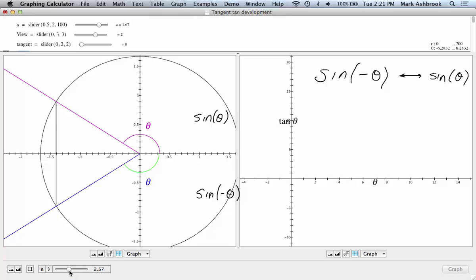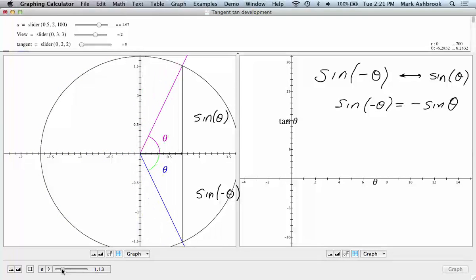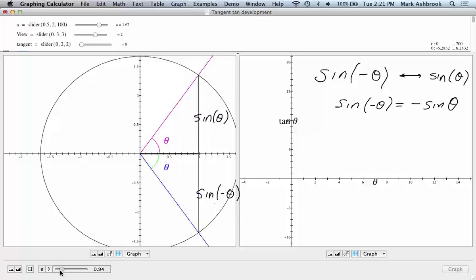So what identity can we write then? Sine of the opposite of theta equals? Opposite sine of theta. And as you see, as I change that angle theta, it holds true for all angles. No matter what angle I pick, those are always going to be equal and opposite quantities.